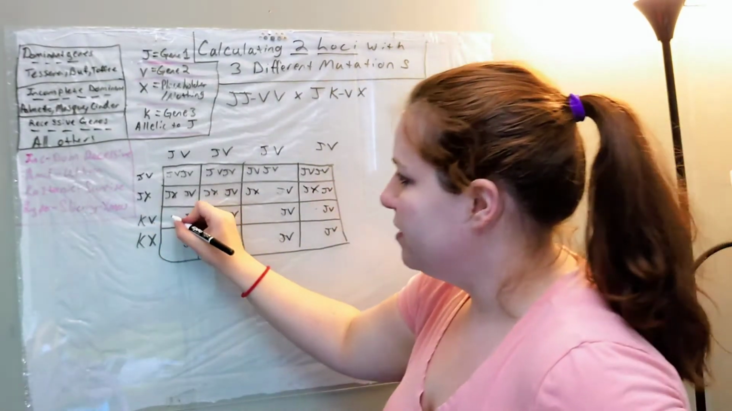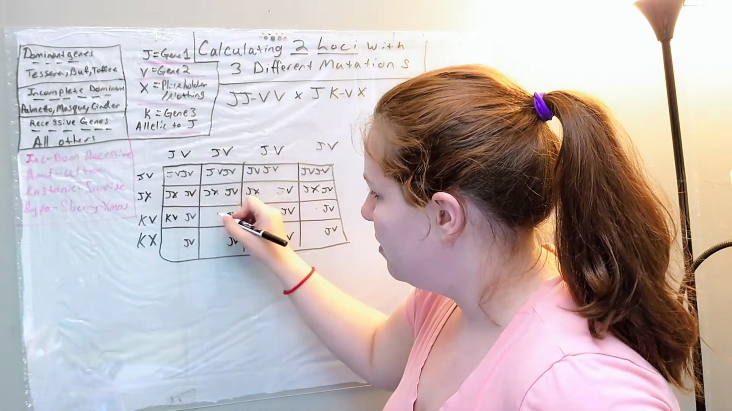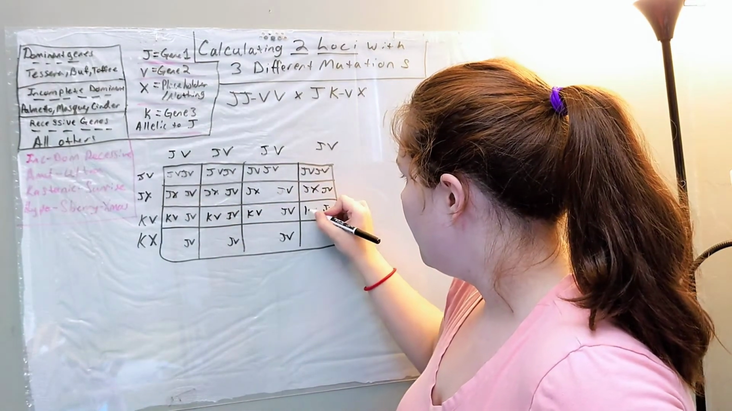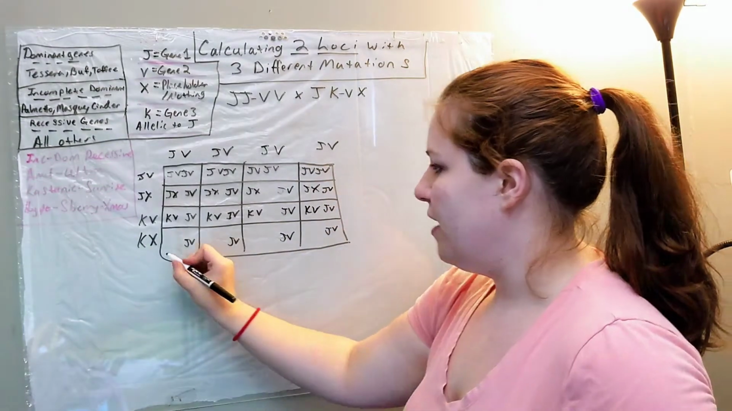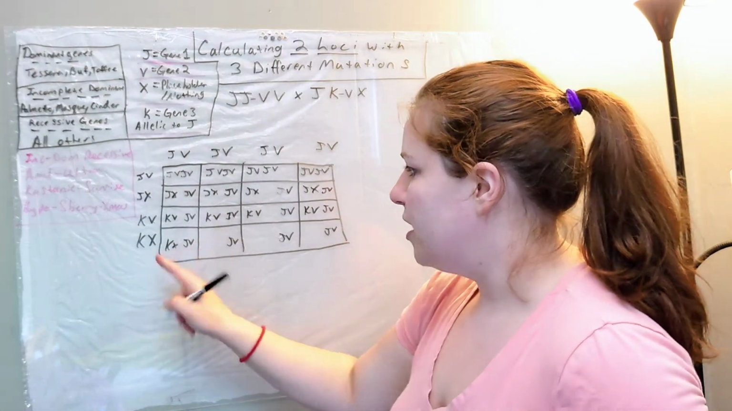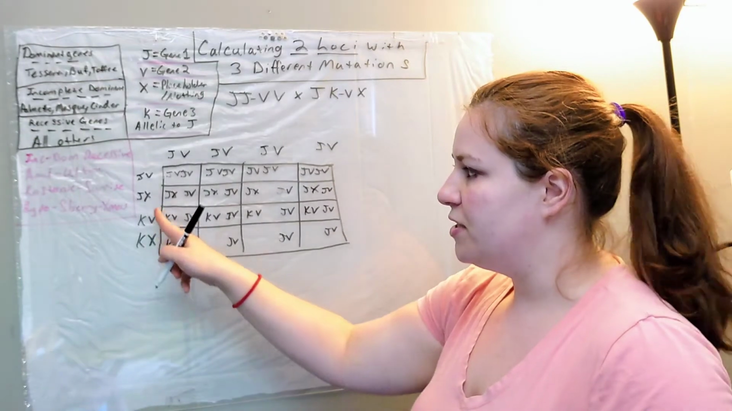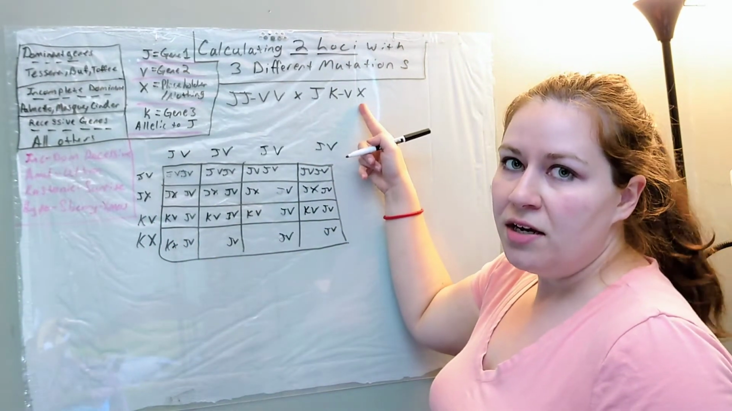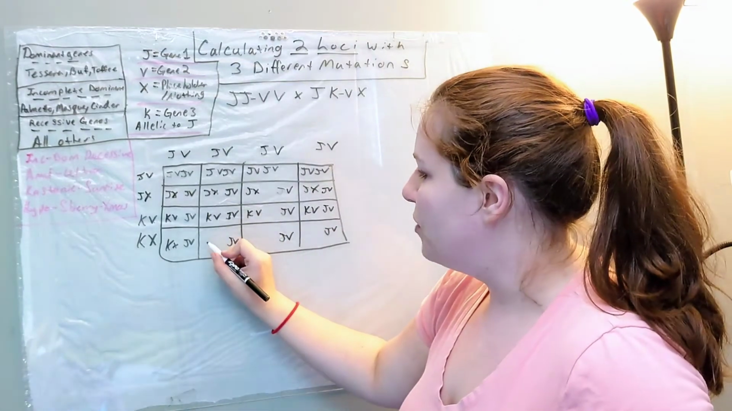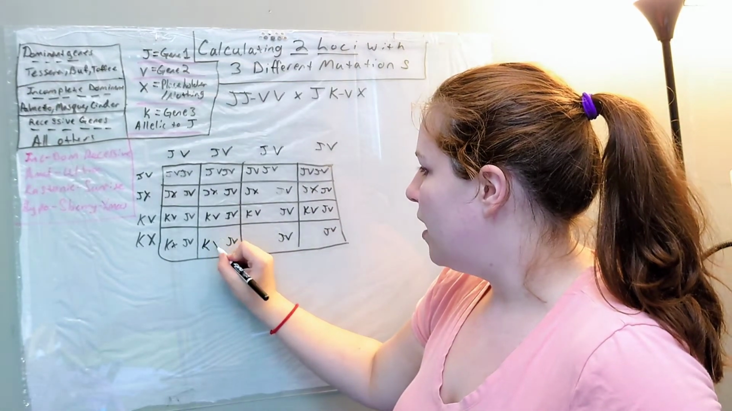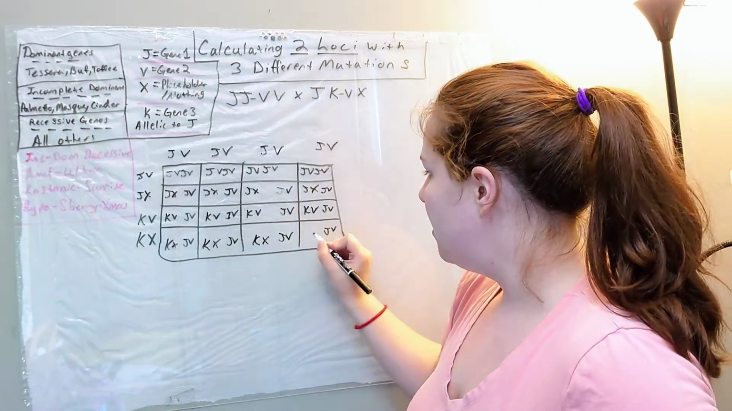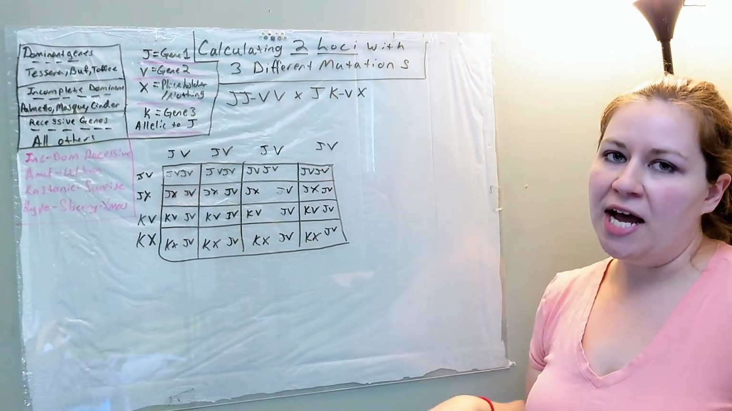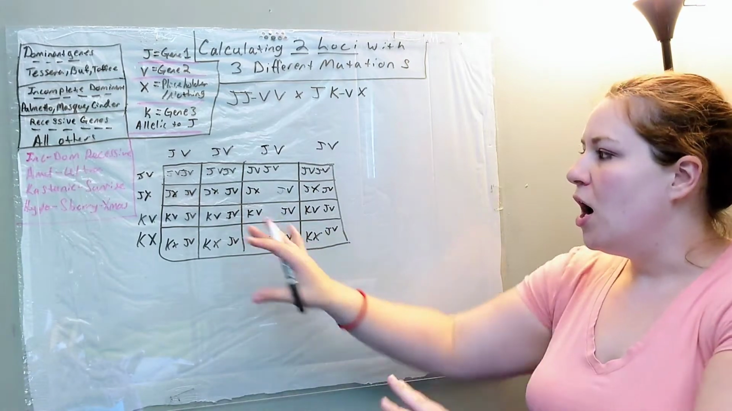And then this is KV, so we're going to put K and V. KV. And then this is KX, so we're going to do K and X. And I'm sorry that I said this was heterozygous J. This X actually comes from the vacant one on the V locus. So KX, KX, KX.